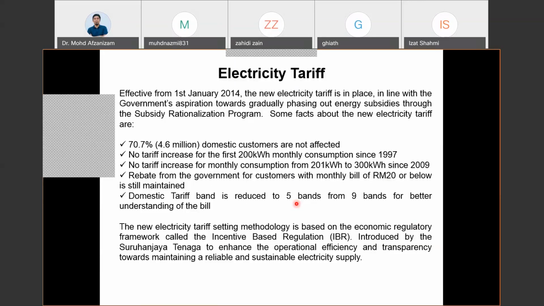Electricity tariff, okay, start 1st January 2014. The new electricity tariff is in place with the government expiration. So fortunately, 70% of the domestic user are not affected.